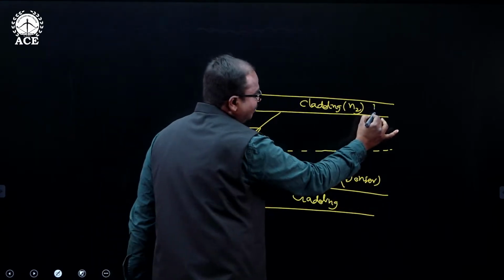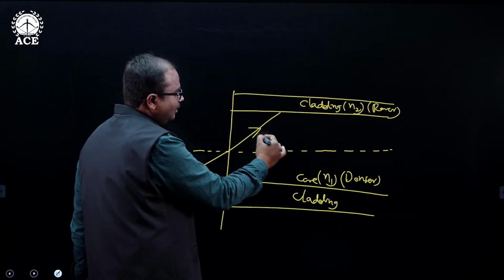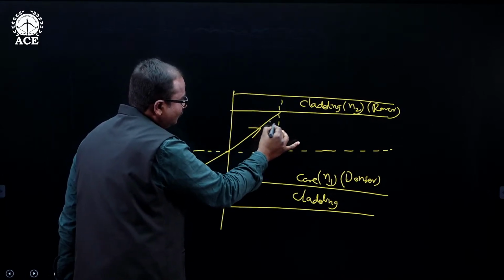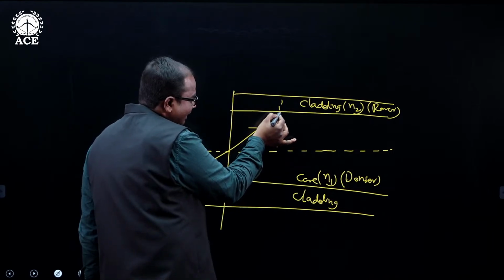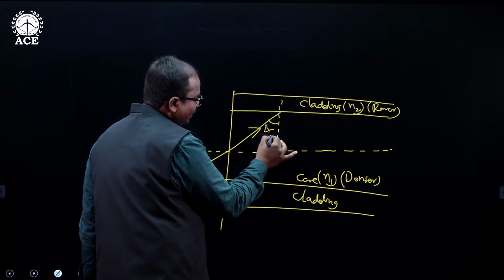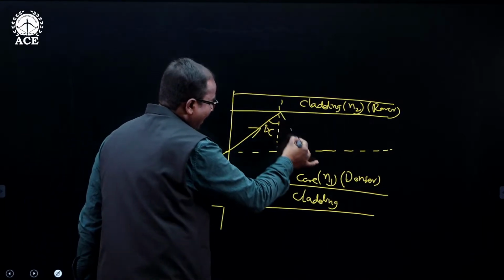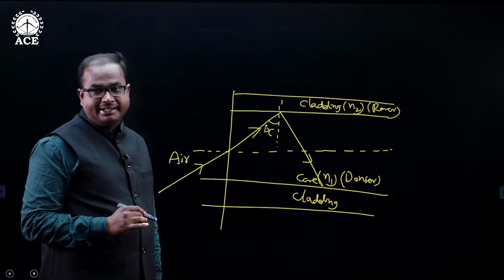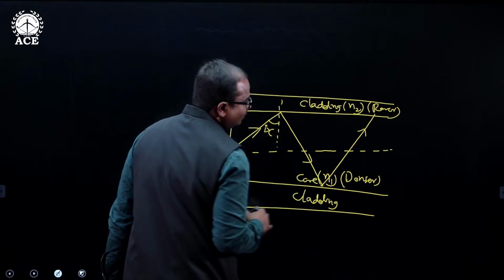Cladding will act as a rarer medium. So when the light is going from denser to rarer, this angle becomes crucial. If you make this angle greater than the critical angle, what happens? The light ray gets totally reflected back like this. And again, when it is incident on this core-cladding interface, it gets reflected back.